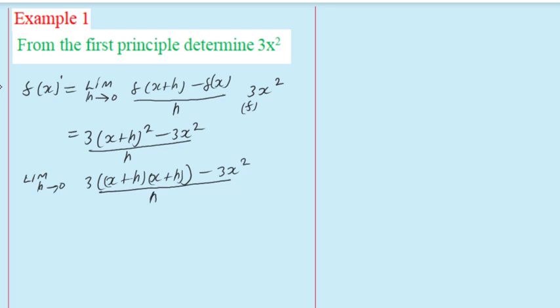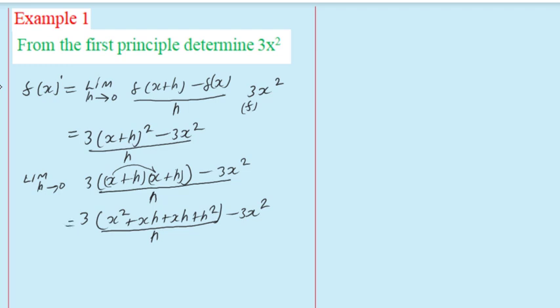Then we can open the bracket, so we'll have x times x, we'll have x squared, then x multiplied by h, we'll have xh, then h times x, we still have xh, and then h times h, we'll have h squared. With this, then we subtract 3x squared, everything divided by h.